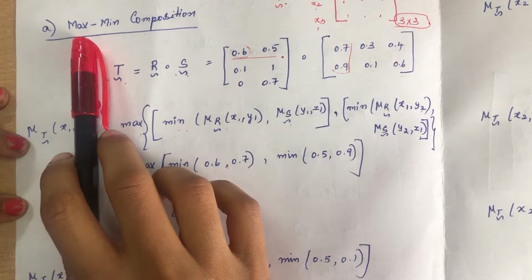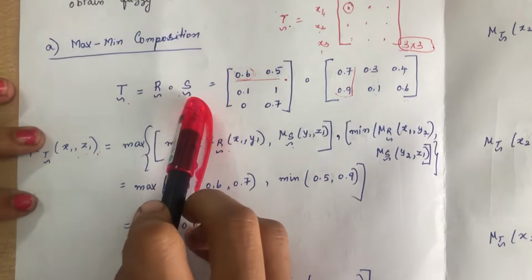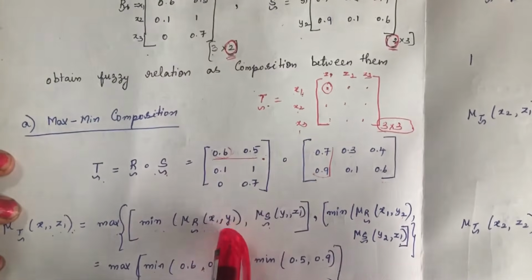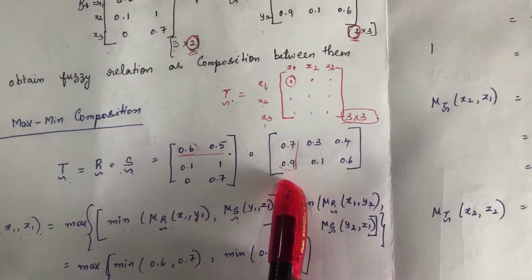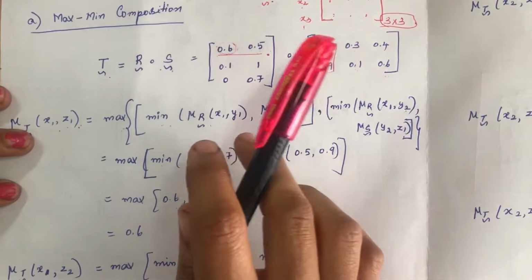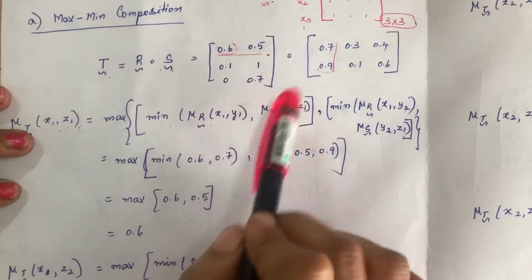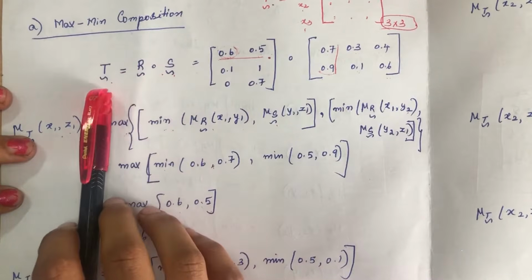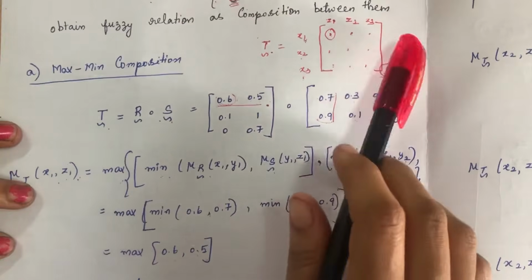First we need to find the max min composition, that is T equals R composed with S. The R relation is given here as 0.6, 0.5, 0.1, 1, 0 and 0.7, composed with S, which is 0.7, 0.3, 0.4, 0.9, 0.1, 0.6. The formula for max min composition is the max of the minimum of these membership values. We will use it to find T, which has 3 row values and 3 column values.